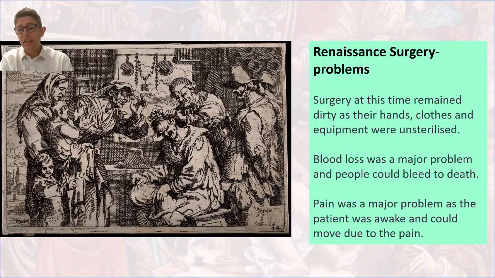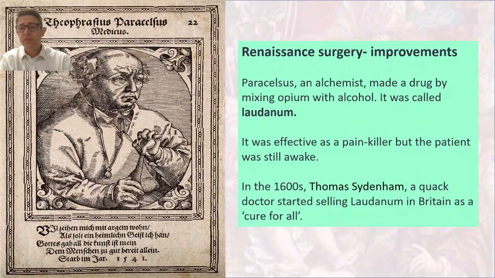Surgery also remained very dirty. Clothes were dirty, equipment dirty, very unsterilized. Blood loss was a major problem because weapons, as I said, have improved. So bits of limbs and things like that blown off. Blood loss could be a real problem. And pain was a major barrier to the development of surgery. So there was awareness that they wanted to do better surgery, but people being awake meant you couldn't do better surgery. So there was some surgical improvement.